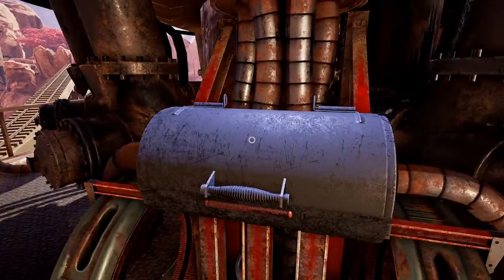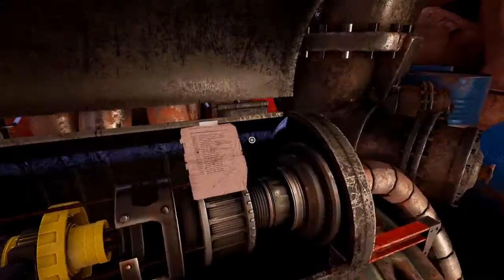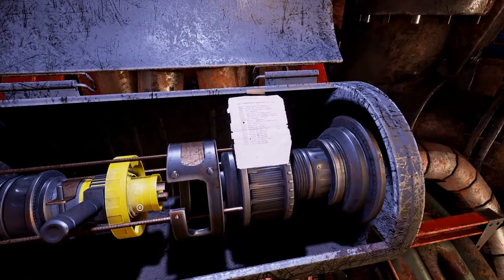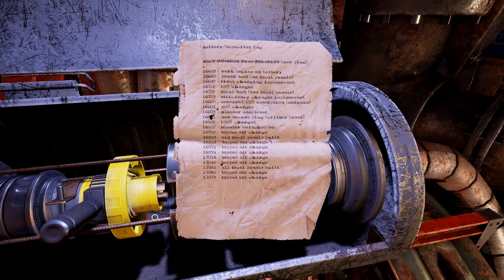Wonder what this is. Ooh, a note. Okay, battery capacitor lock. Don't reverse plug polarity. New plug. Work begins on battery. Power test. First charging implemented. 10% charge. Focal test. 2 focal panels. Efficiency changes implemented. Measured 19% absorption. Maximum 50% charge. Bleeder completed. New secure plug. Critter proof. 100% charge. Bleeder switched on. Topped off charge. 6 focal panels built. Topped off charge.